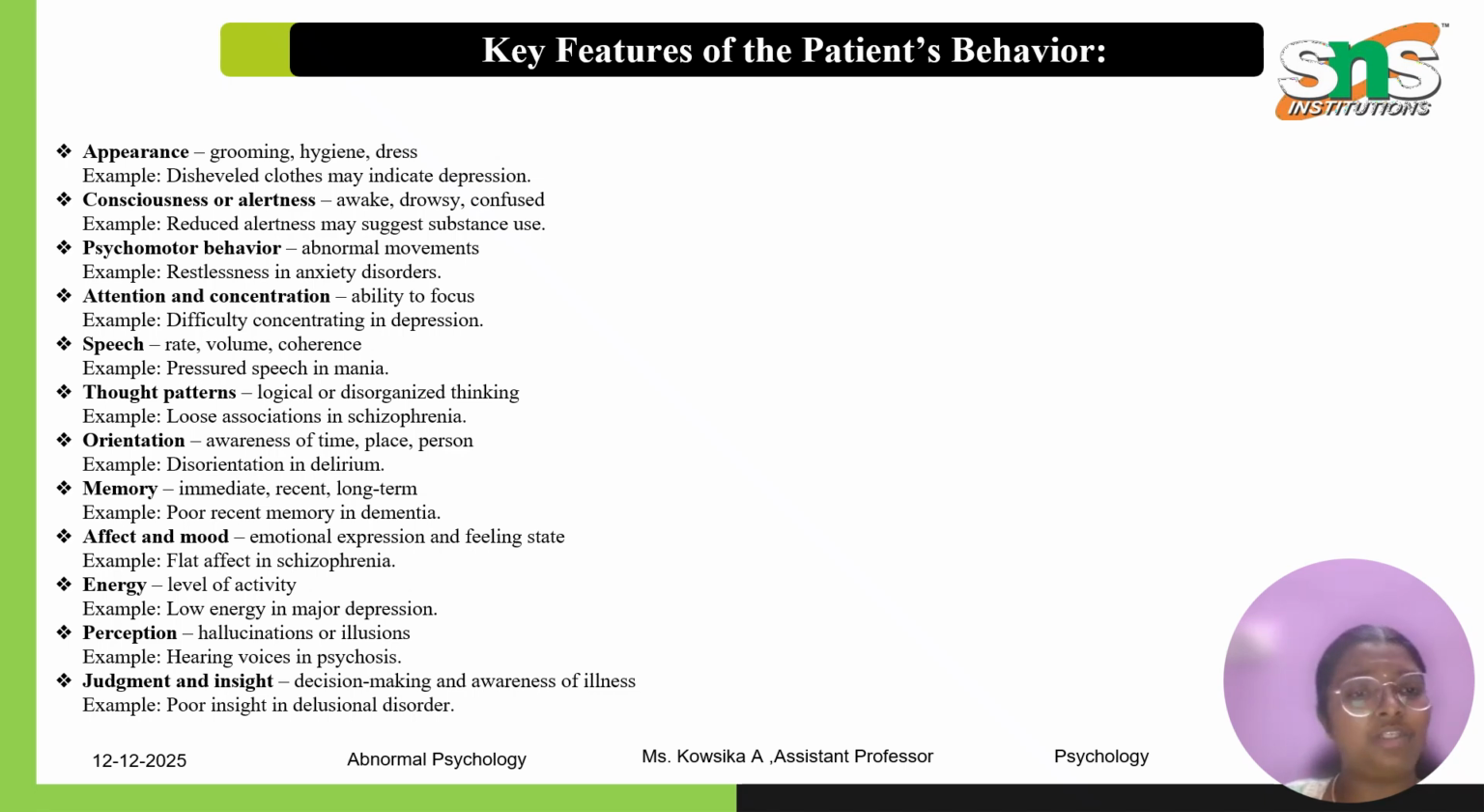Thought patterns, logical or disorganized thinking. Orientation, awareness of time, place, whether they are aware of the current time and place. Memory, whether they can recall long-term memory and recent events. Affect or mood, emotional expressions, feelings and state. Energy, the level of activity they have. Perception, how they are perceiving a particular object or event. And judgment, decision making and problem solving skills.